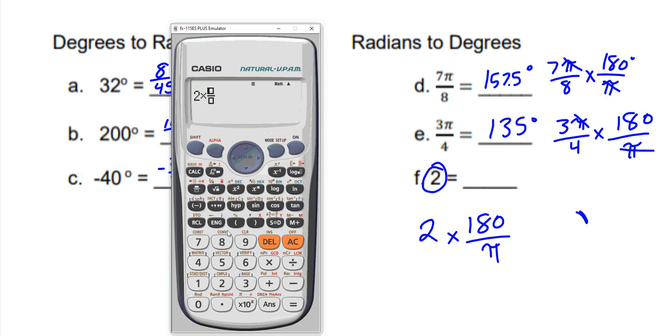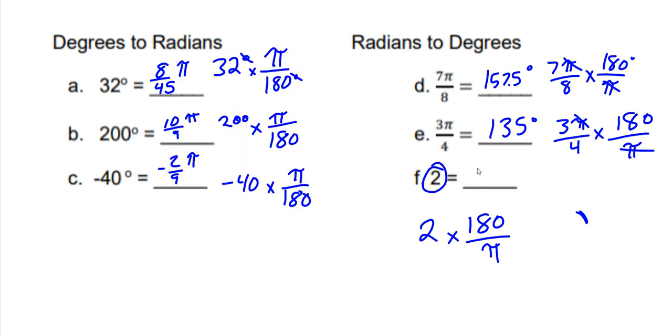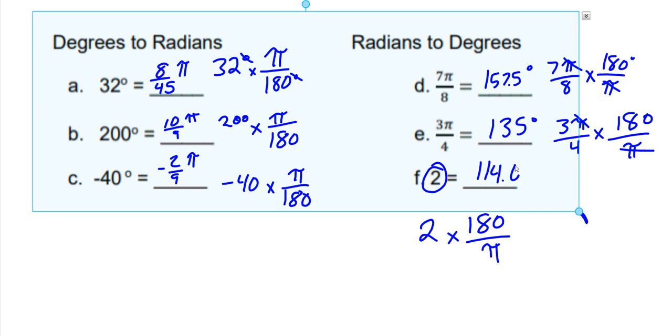So 360 over pi equals, we'll round that, 114.6. Typically, when you do degrees, it's just one decimal place. Typically. Anyway, that's how you convert. Okay. Now get to work.